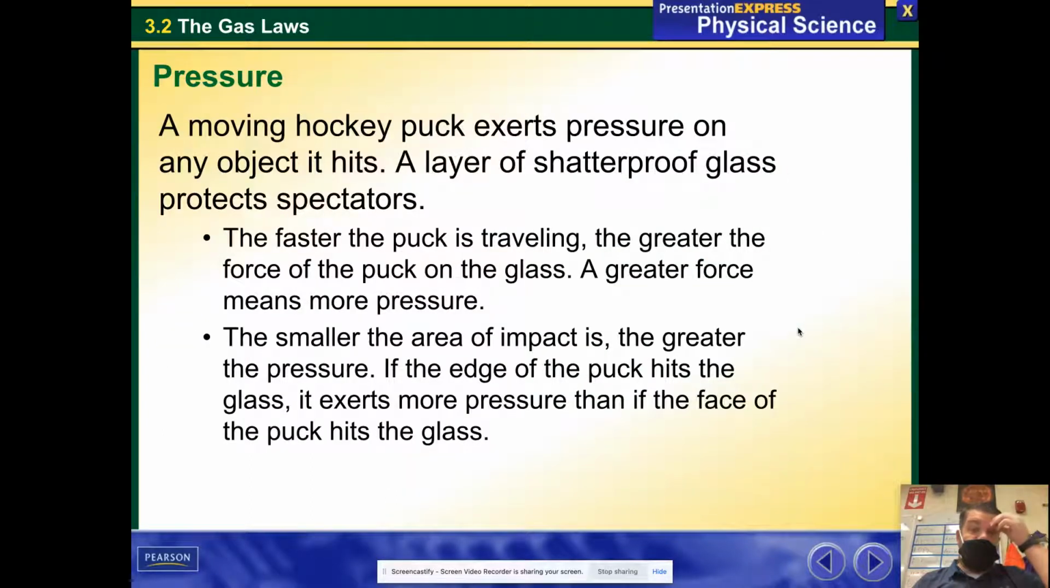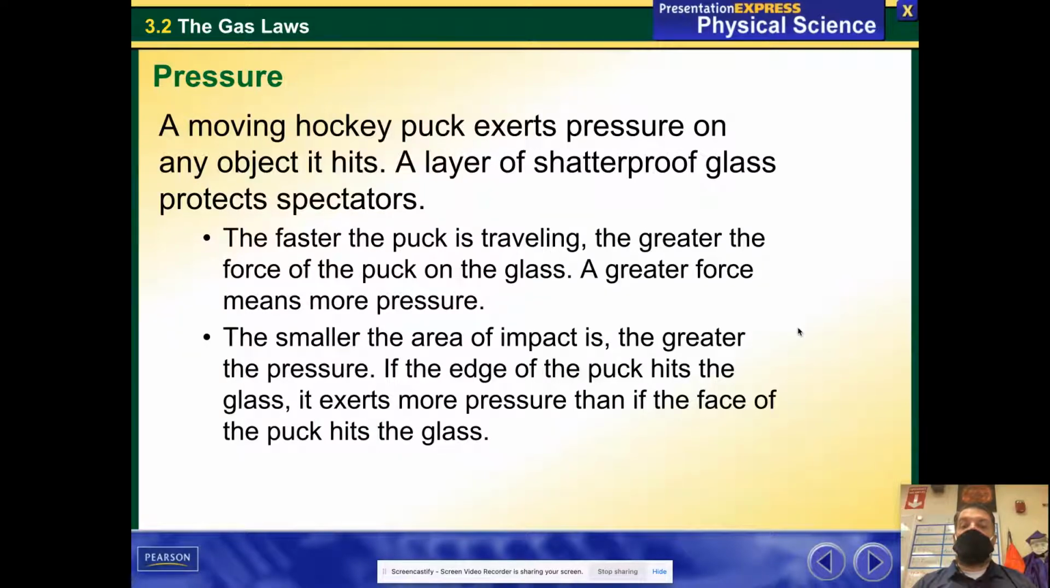So when you're moving a hockey puck, you exert pressure on any objects that it hits, right? So think of a hockey puck, or think of air hockey specifically. When that thing hits the side of the wall, it pushes up against the wall. Well, it's a very similar thing that takes place with air molecules in a container or air molecules in your lungs. Okay? The faster the puck is traveling, the greater the force of the puck on the glass. A greater force means more pressure.